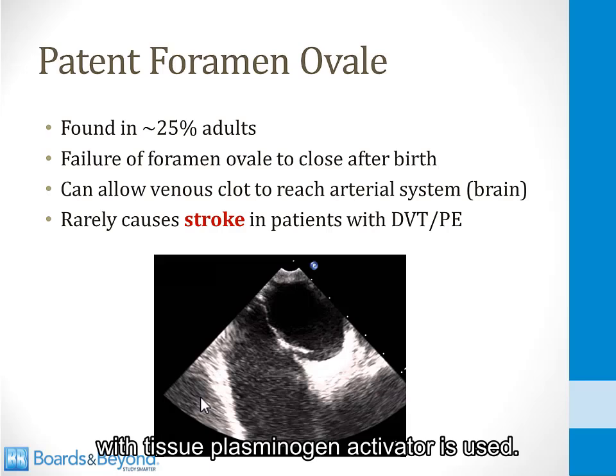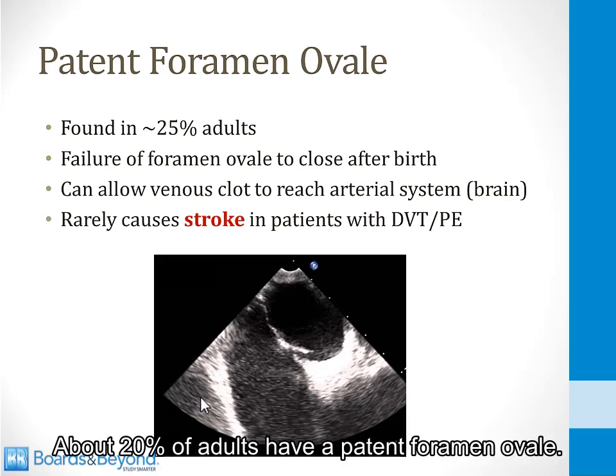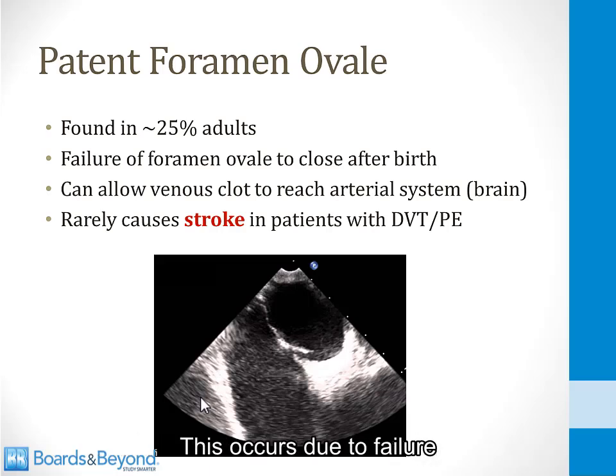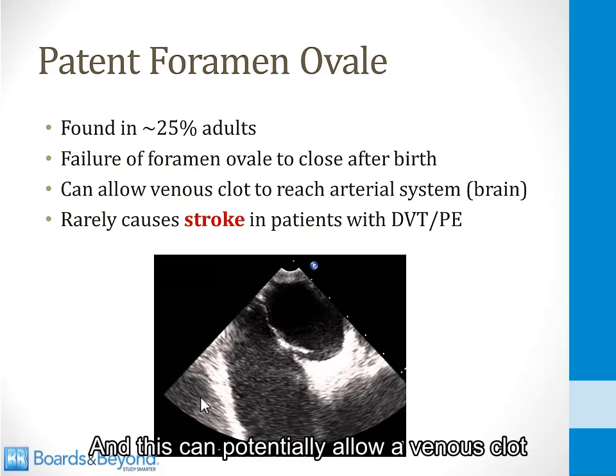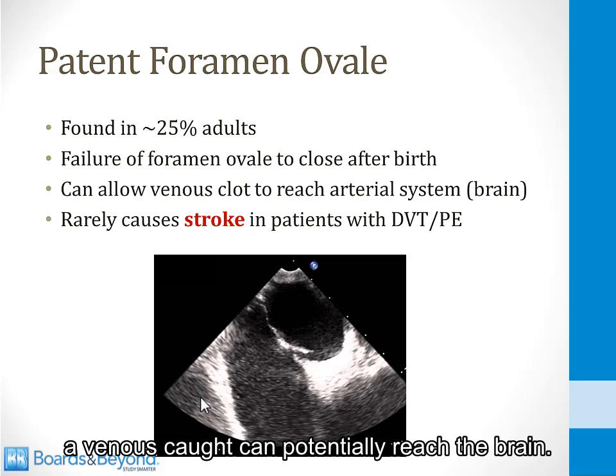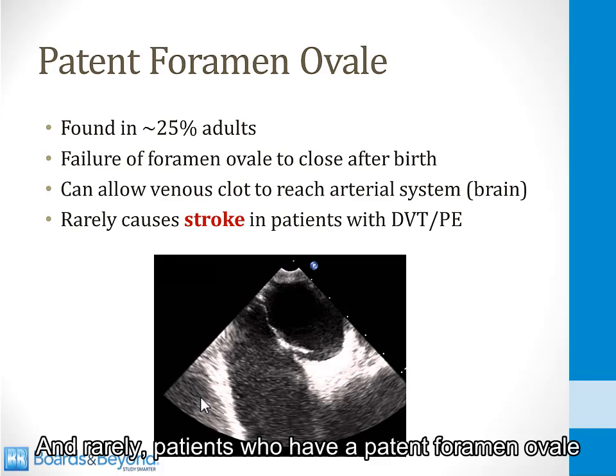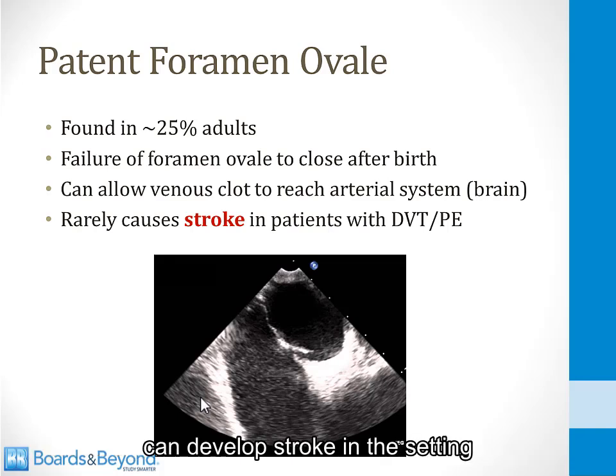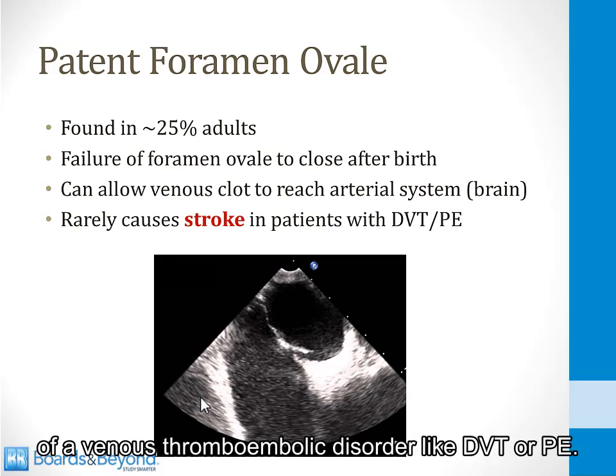About 25% of adults have a patent foramen ovale. This occurs due to failure of the foramen ovale to close after birth, and this can potentially allow a venous clot to reach the arterial system. In particular, a venous clot can potentially reach the brain, and rarely patients who have a patent foramen ovale can develop stroke in the setting of a venous thromboembolic disorder like DVT or PE.